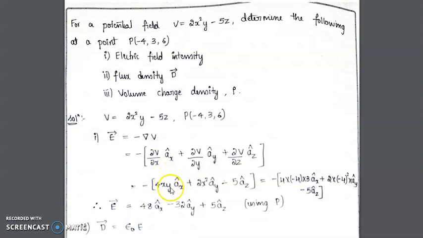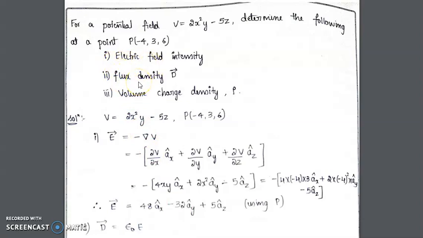So in the place of x, y, z, we will substitute minus 4, 3 and 6. In the place of x, we will substitute minus 4. In the place of y, we will substitute 3. And in the place of z, we will substitute 6. Then you will get the electric field intensity as 48 Ax cap minus 32 Ay cap plus 5Az cap. This is the first question.